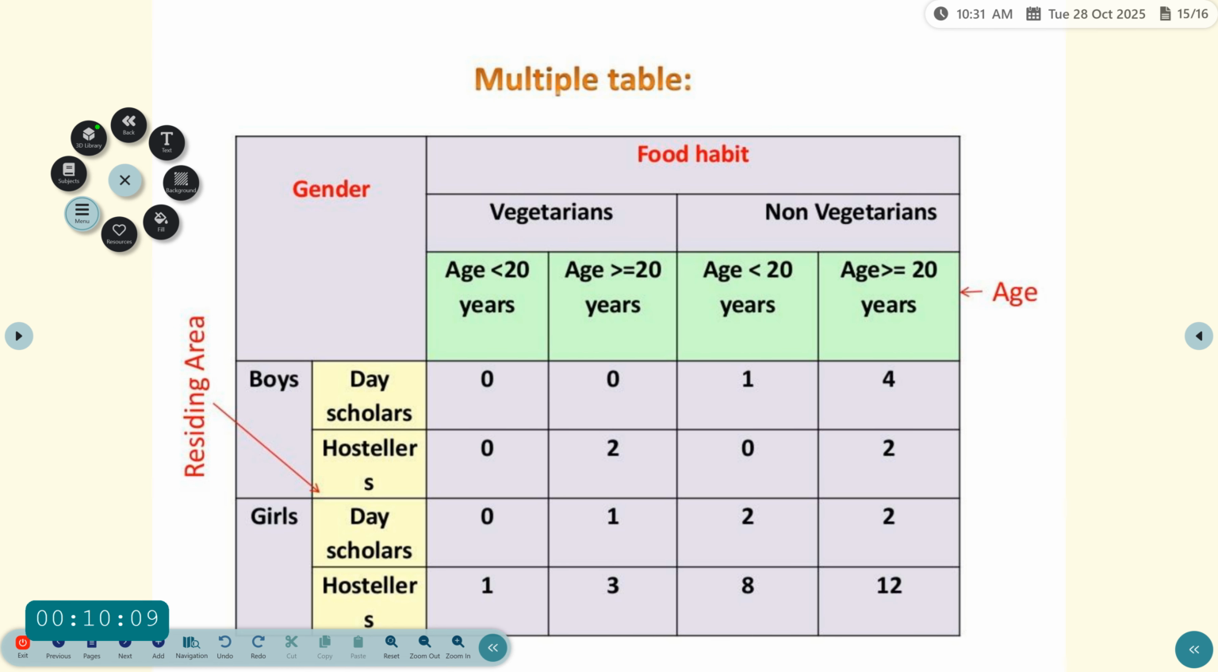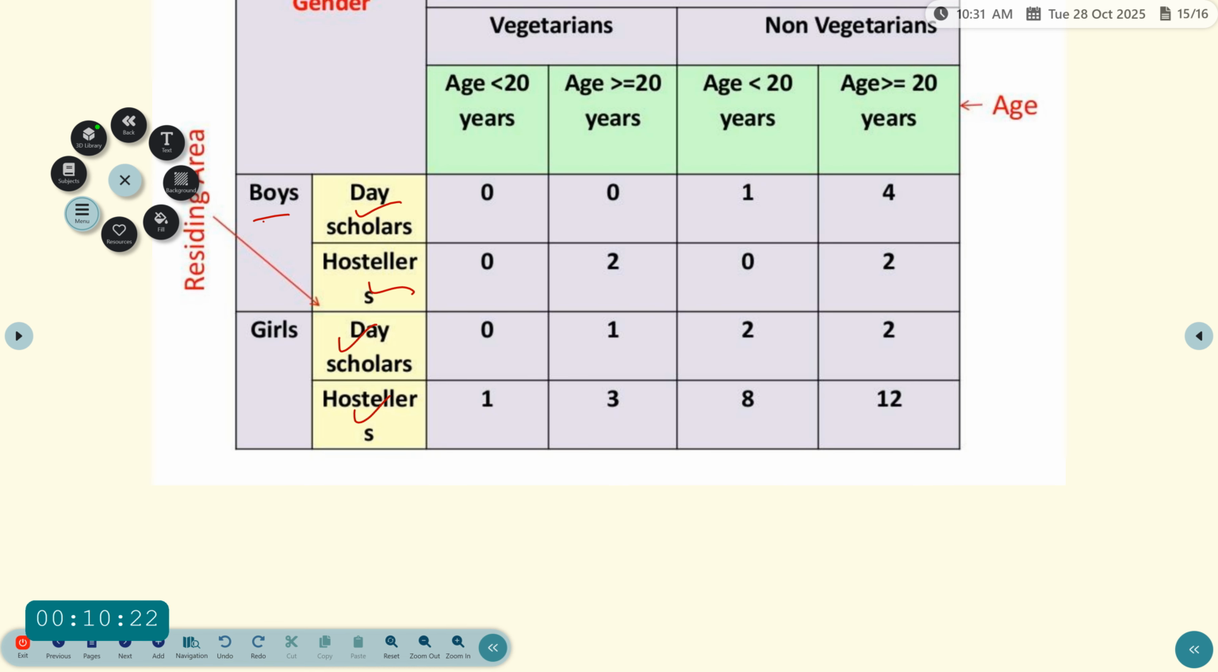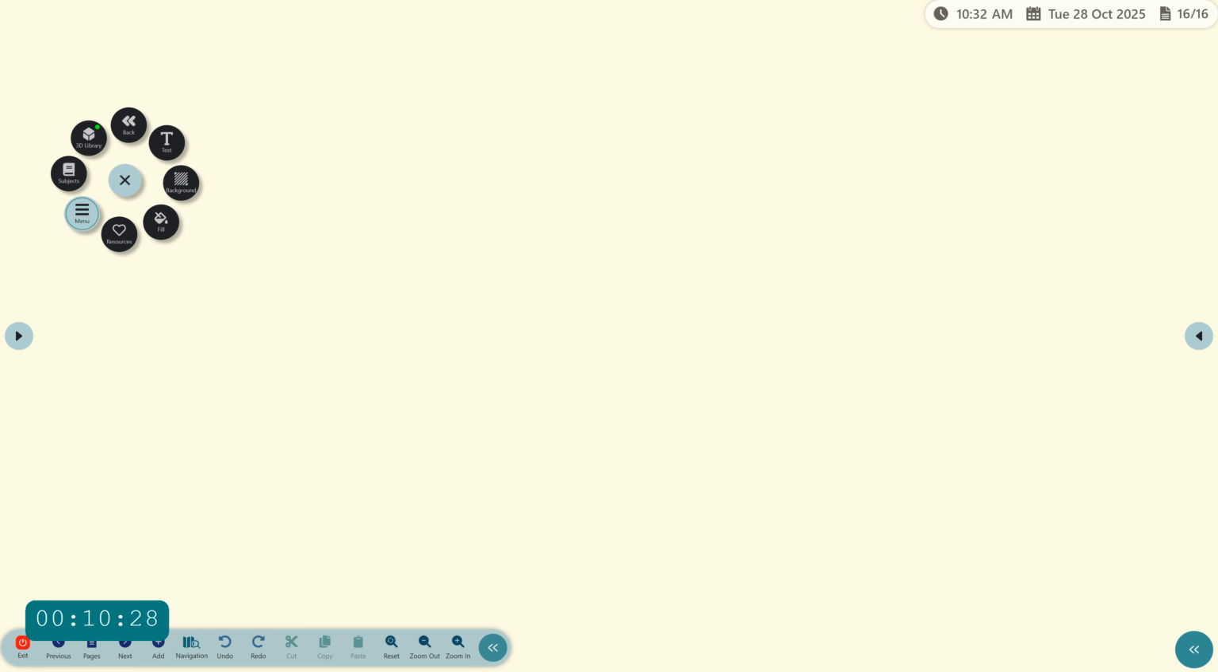Now, a multiple table has more than three characteristics. We classify gender as boys and girls. Among boys, who are day scholars and who are hostelers. Among girls, who are day scholars and who are hostelers. So multiple characteristics are represented here. This is called a multiple table.